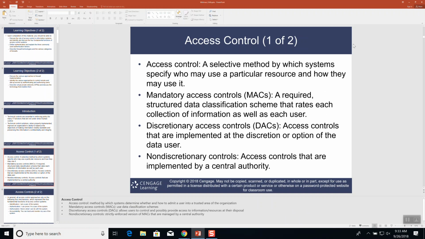Mandatory access controls, MAC, require a structured data classification scheme to rate each collection of information and each user. Discretionary access controls, DAC, are access controls that are implemented at the discretion or option of the data user. And non-discretionary controls are access controls implemented by a central authority.